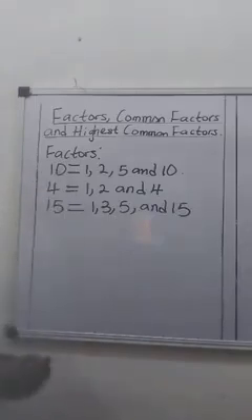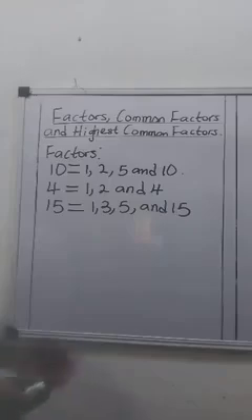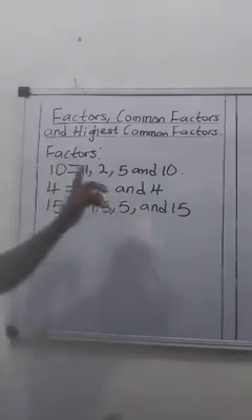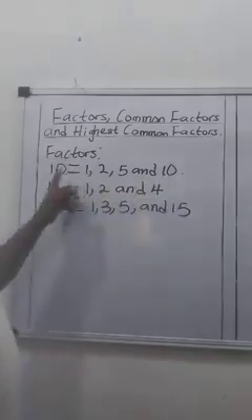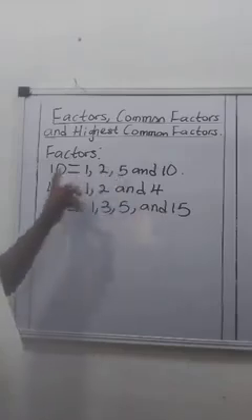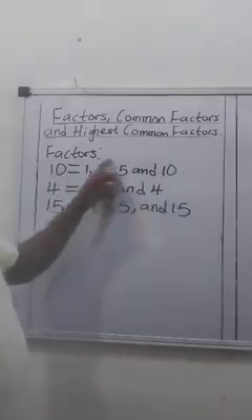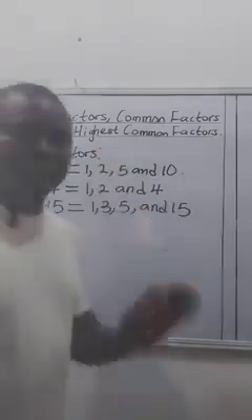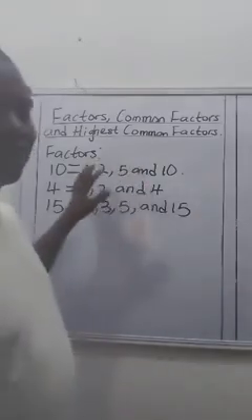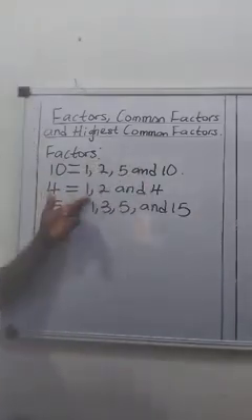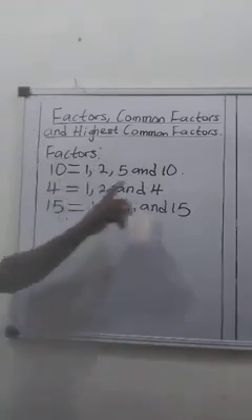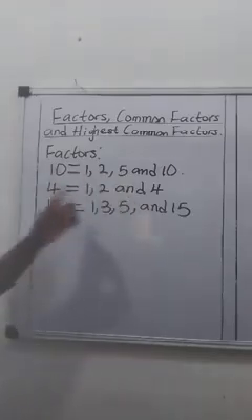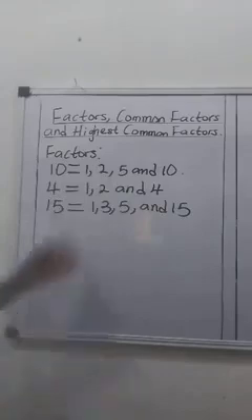All these three numbers that you are seeing on the board, you can agree with me that 1 times 10 will give you 10, and 2 times 5 will give you 10. Any other number aside these four numbers are not factors of 10. Likewise here, 1 times 4 will give you 4, and 2 times 2 will give you 4 as well. So 1, 2, and 4 are factors of 4.